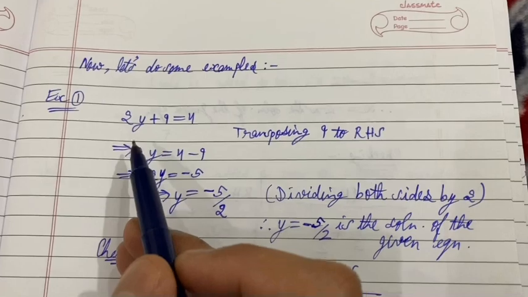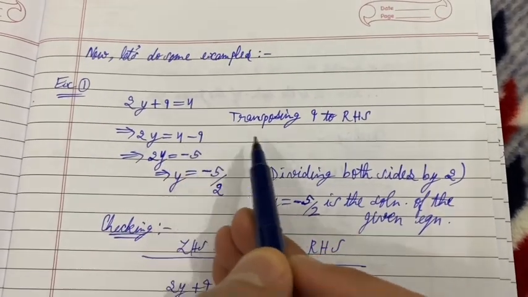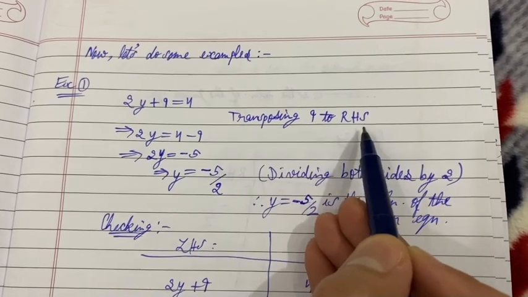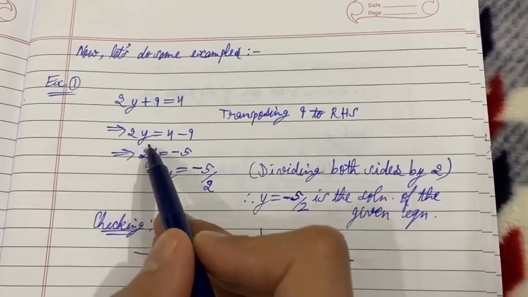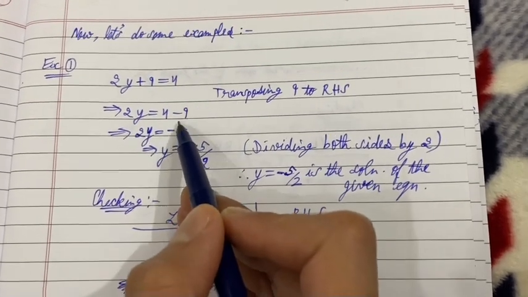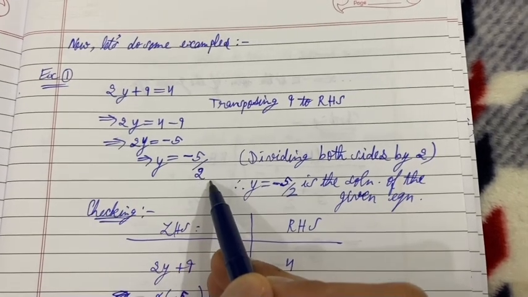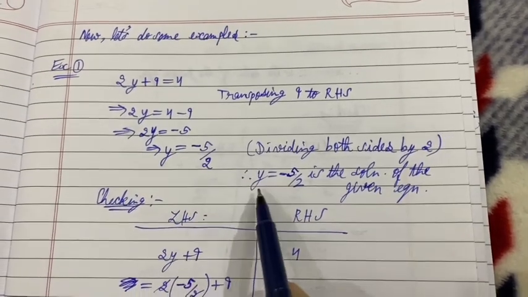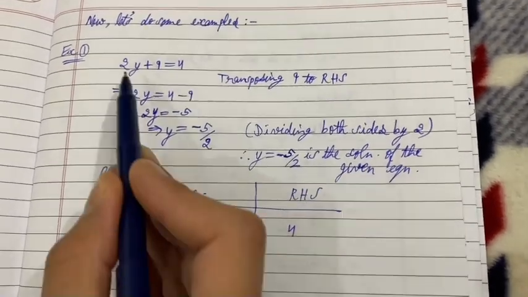Example number 1. 2y plus 9 equal to 4. Transposing 9 to RHS, 2y equal to 4 minus 9. 2y equal to minus 5. y equal to minus 5 by 2. Therefore, y equal to minus 5 by 2 is the solution of the given equation.